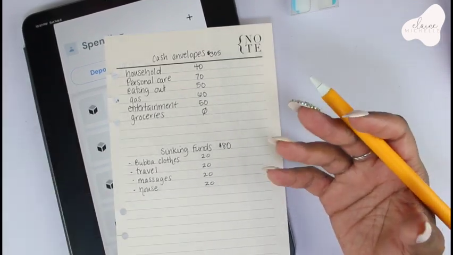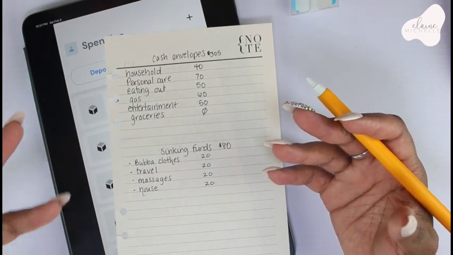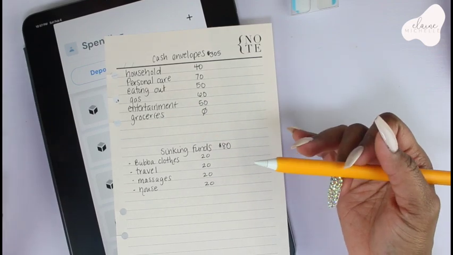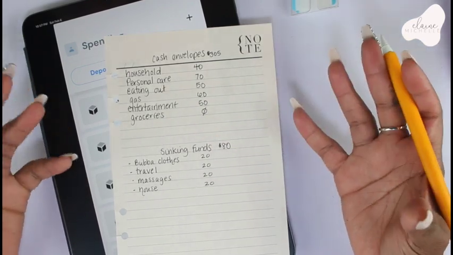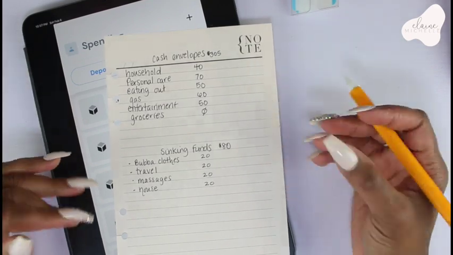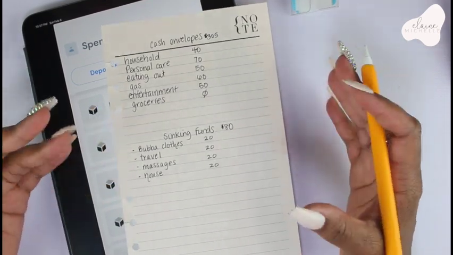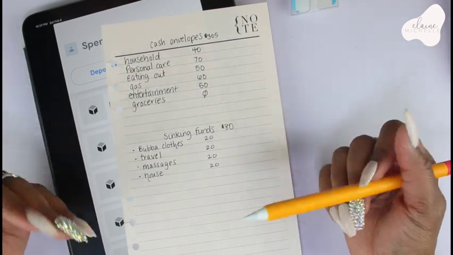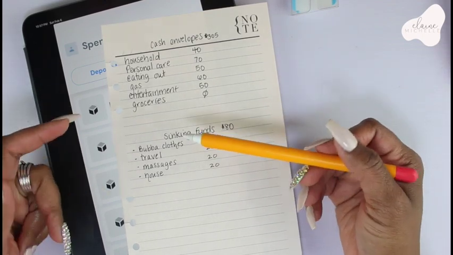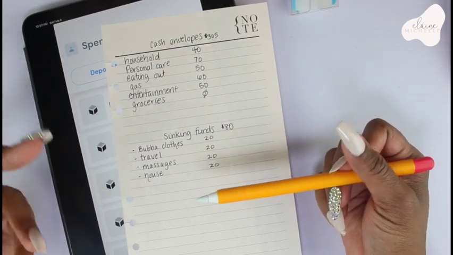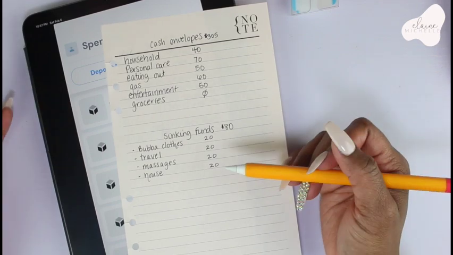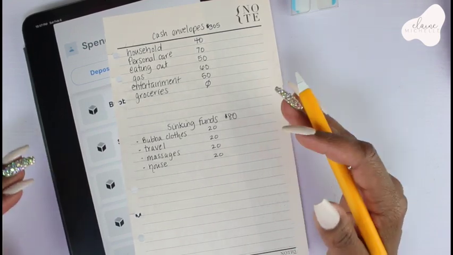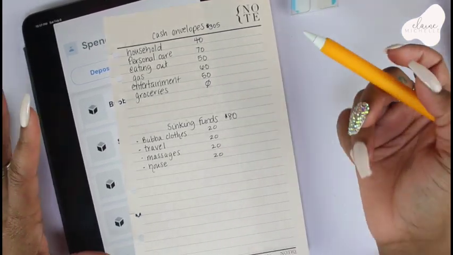I identified those areas in my life, but they don't have to be yours. I have household, personal care, eating out, gas, entertainment, and groceries, which yours may be totally different. You may have other categories, but those are mine. For my sinking funds, those are ones you figure out on your own, based upon when it's due. For my sinking funds, I have Bubba's clothes, traveling, massages, and my future house. I want to start saving for little stuff like that I want to get around the house. Anyways, y'all know what I'm talking about.